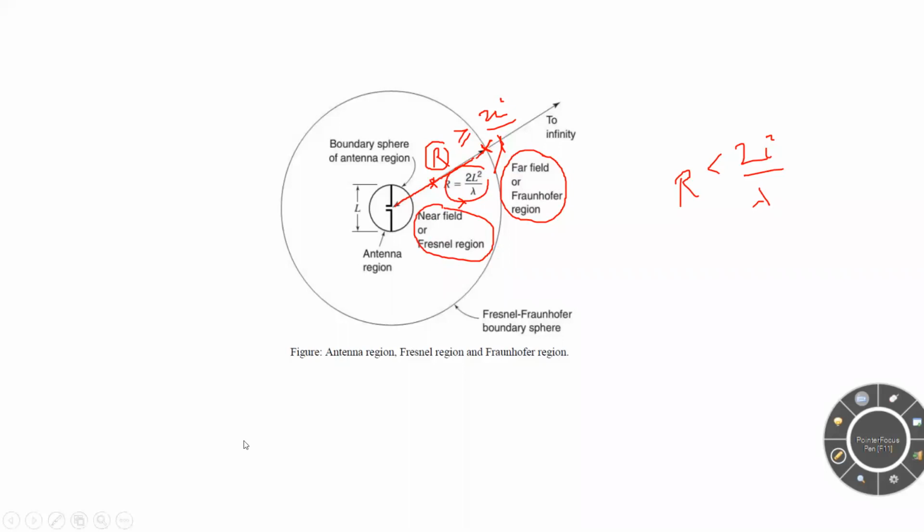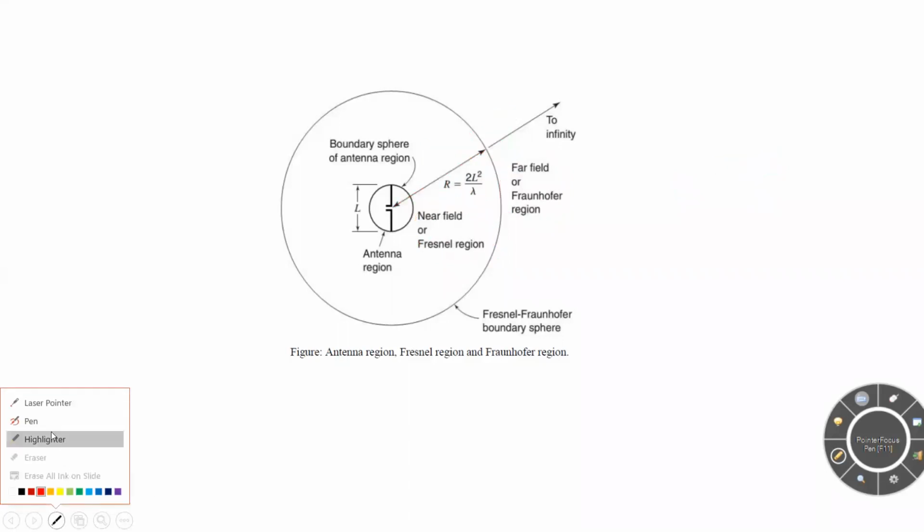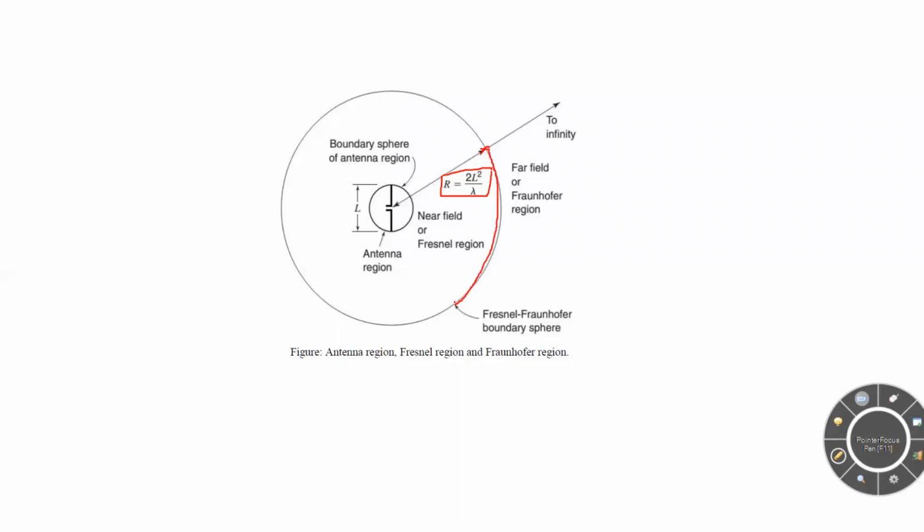Now we have a boundary condition associated with this. If r is equal to 2 times L square by lambda, that is, the observation point you are considering is exactly in between these two, this is actually called the Fresnel-Fraunhofer zone, that is the near field and far field zone. It is in combination, like the critical boundary. Any observation point beyond this will be in the far field region. Any observation point below this will be in the near field region.